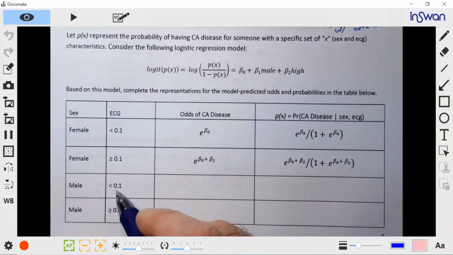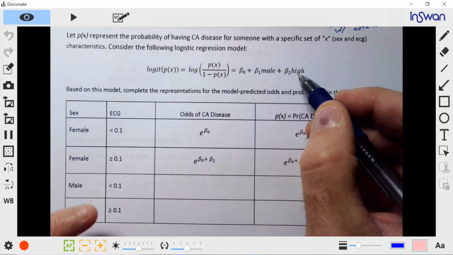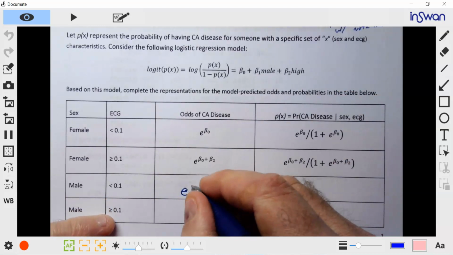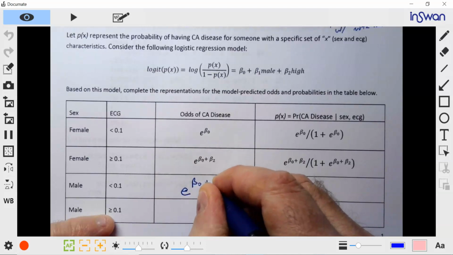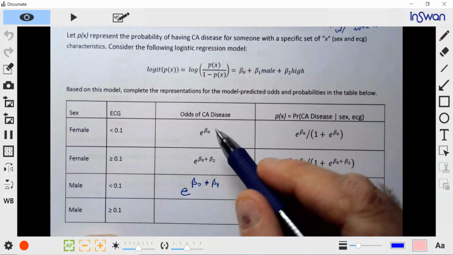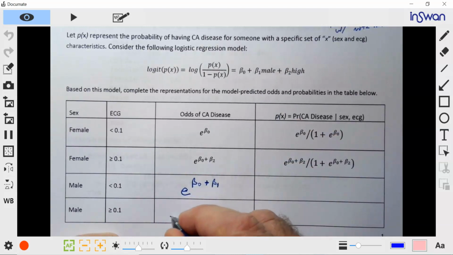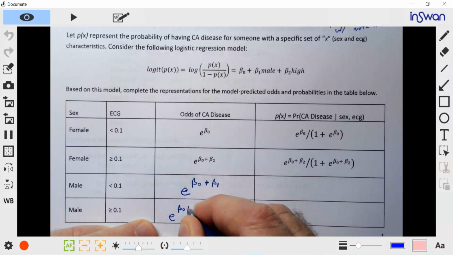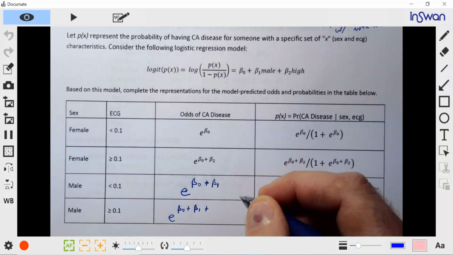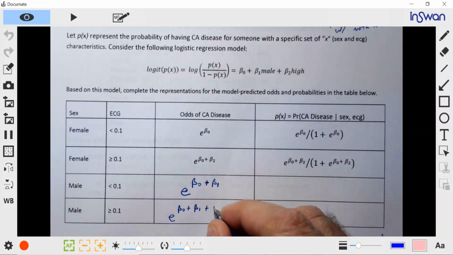For males with low ECG, male is now 1, but high is still 0 because we're talking about low ECG. So the odds for males with low ECG would be e to the beta 0 plus beta 1. And finally, the odds for a male with a high ECG would be e to the beta 0 plus, male is 1, so plus beta 1, plus, and again, high is 1, so plus beta 2.